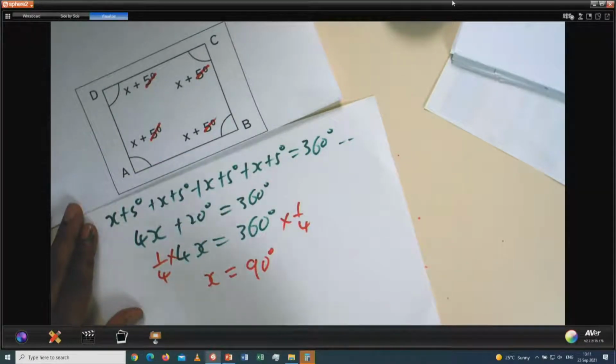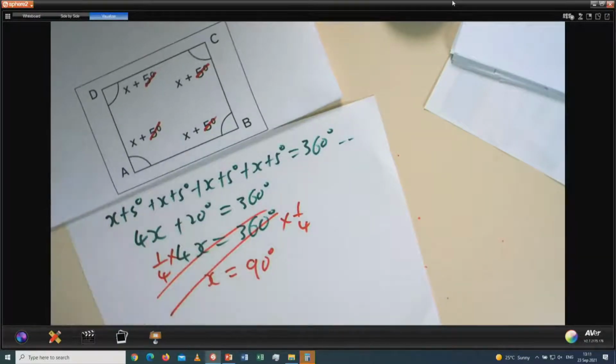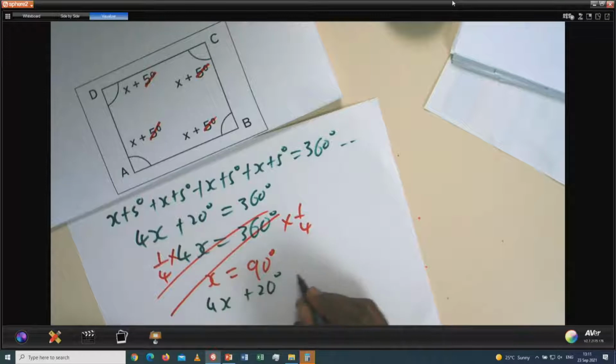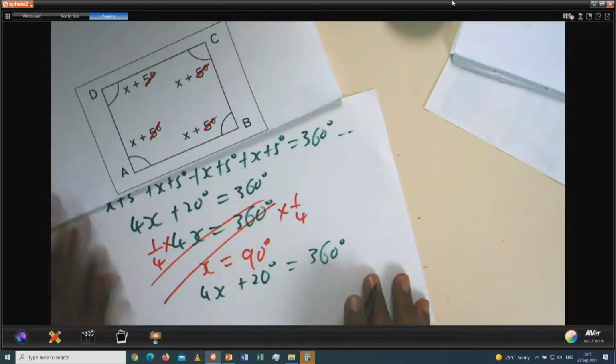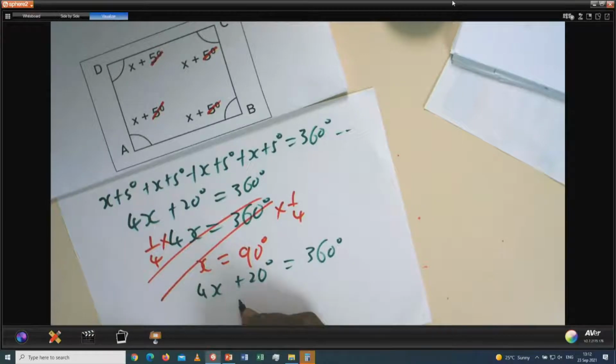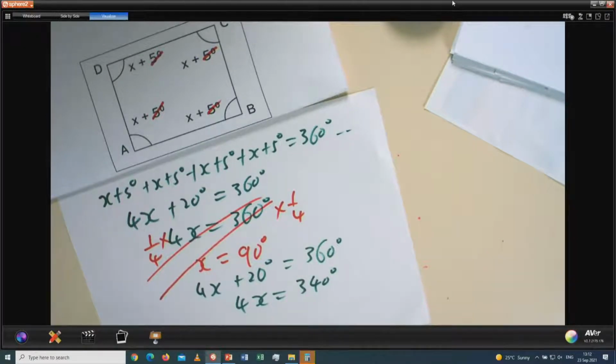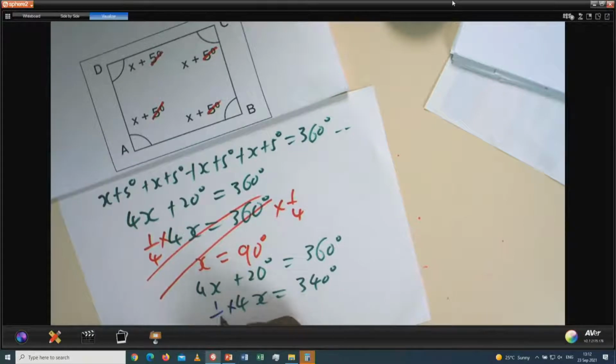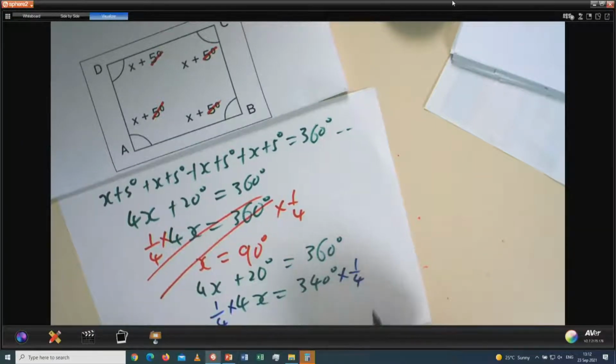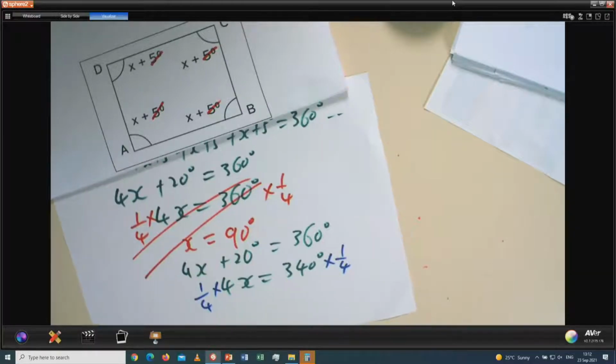Okay, it's my mistake. Sometimes when you get very excited, you make a mistake like the one I've just made. It is 4x plus 20 degrees equals 360. We must take the 20 to the right, so 4x equals 340 degrees. Now it makes sense. Then multiply both sides by an inverse.